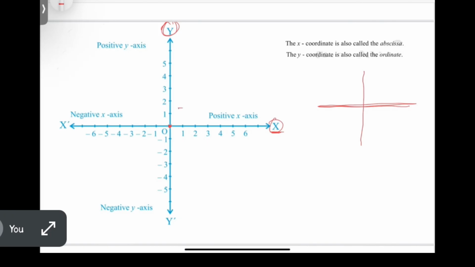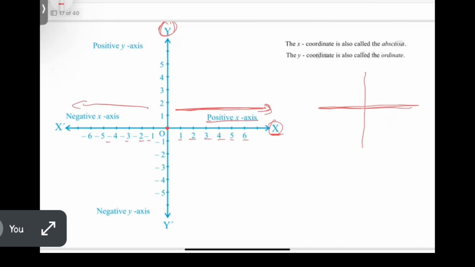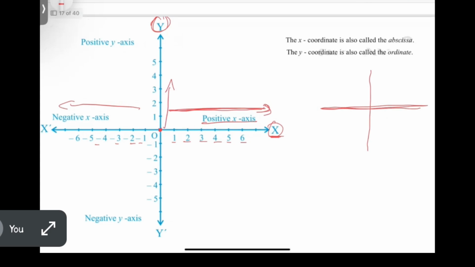So this side, the x value will be positive. That means it will count 1, 2, 3, 4, 5, 6, and so on. So from the origin, the right side will be positive, and this side will be negative. So -1, -2, -3. Likewise, that's for the x value, okay. But for the y value, from the origin, the top side will be positive, and the downside will be negative.